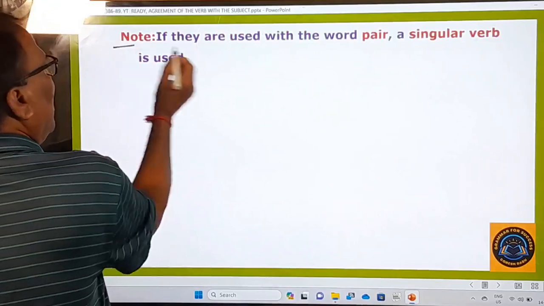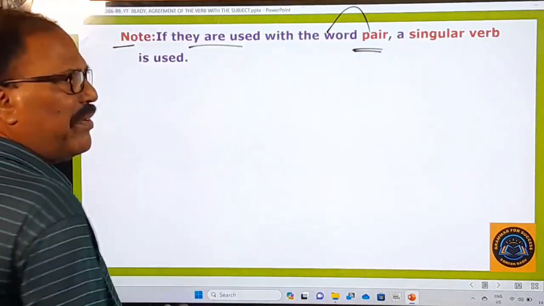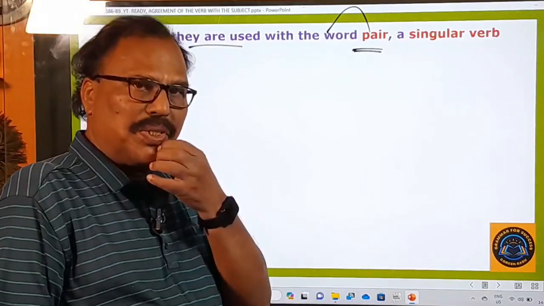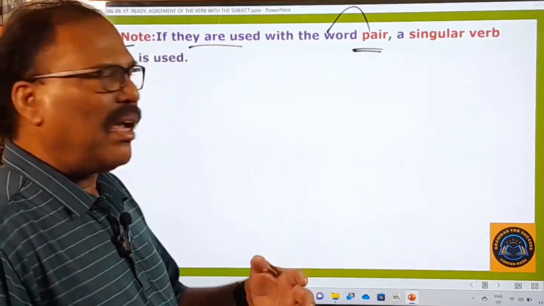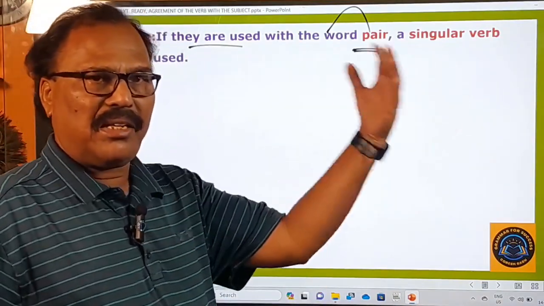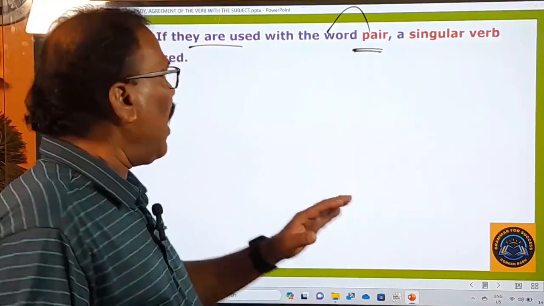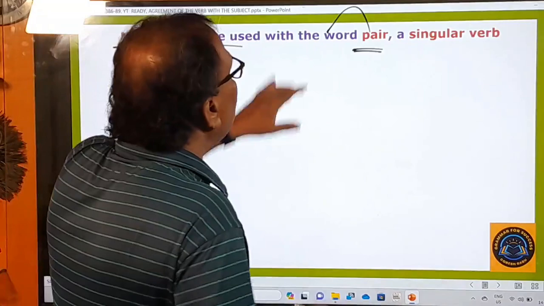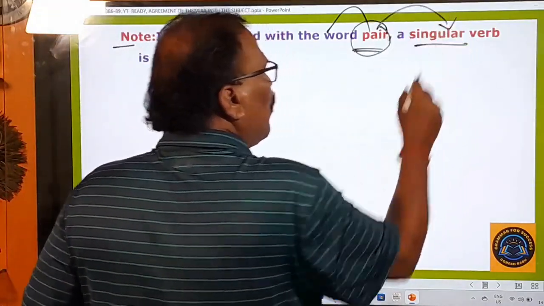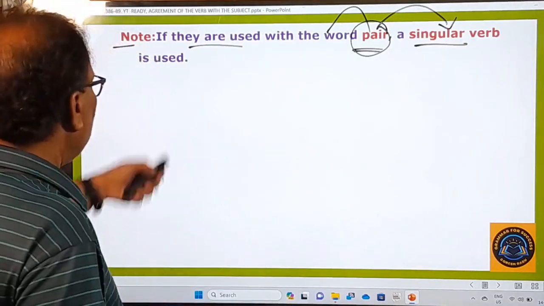Notice, if they are used with the word pair: the previous words, leggings, spectacles, shoes, gloves, scissors, and all such words, are in fact plural nouns, and they are used with a plural verb. That point is clear. Now whenever they are used with the word pair, what happens? They become singular, and therefore they are used with a singular verb. How? Let us see that here.